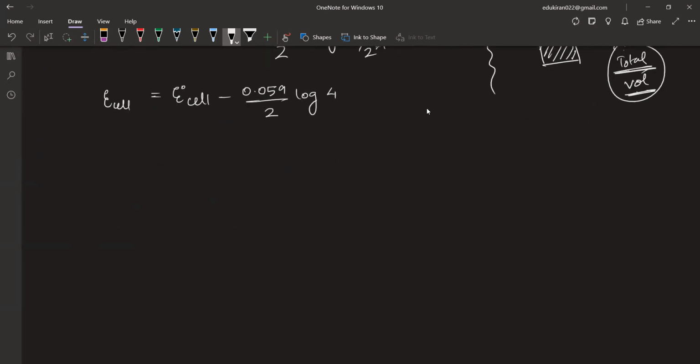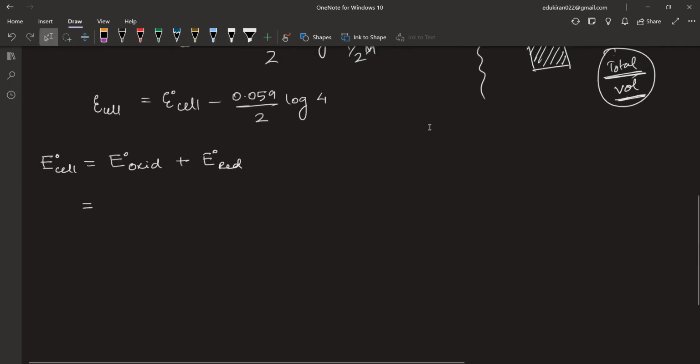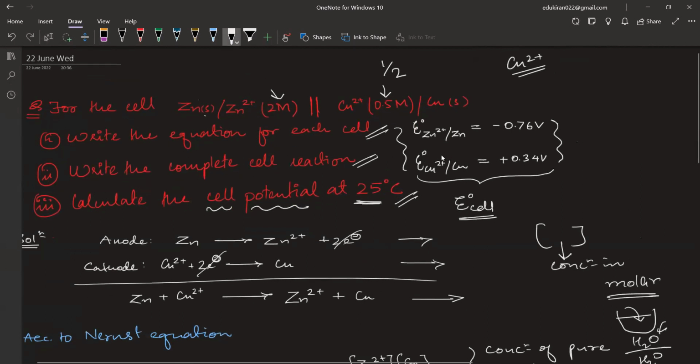ठीक है. Now what we just need to find is E naught cell. Now I hope all of you remember what is the formula for E naught cell. Tell me. E oxidation plus E reduction. Very good. E naught oxidation plus E naught of reduction. So whose oxidation is taking place? These are the values that are given to you. Now tell me. Oxidation किसका हो रहा है? Zn. And is this oxidation potential given or reduction potential given?